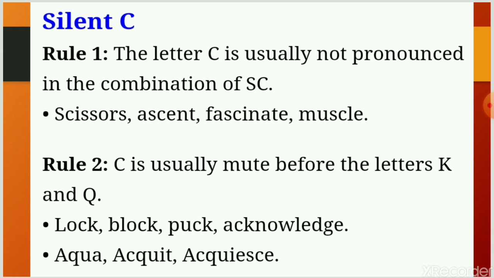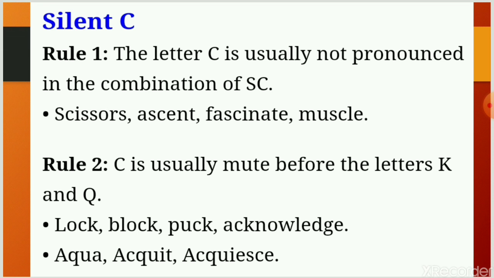Now rule 2 for C. C is usually mute or silent before the letters K and Q. You can understand, is there the combination of CK? That means there is a K after C, or maybe there is a Q after C, so we have to mute the letter C. To see the example very clearly: lock, block, puck, acknowledge.